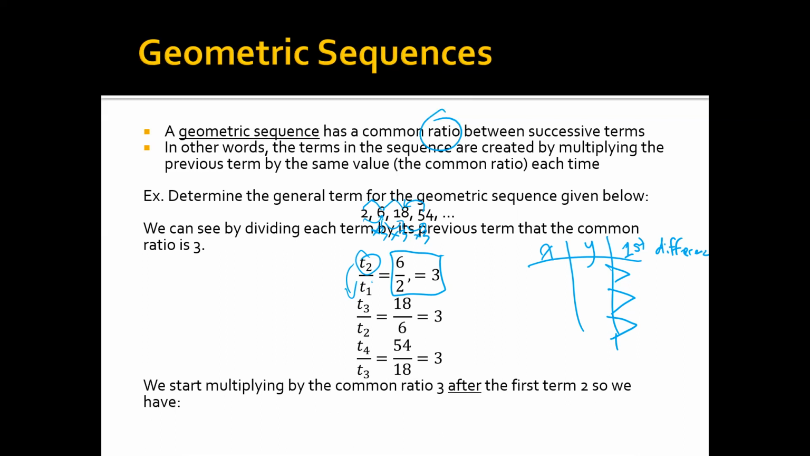And because we start multiplying by the common ratio 3 after the first term, 2, and again, similar idea to before, we have to take that into account by simply raising the 3 to the power of n minus 1. So we're essentially multiplying by 3 each time, but we don't start multiplying by 3 until after the first term. So the number of times that we multiply 3 by itself is going to be n minus 1. Again, this is very similar to before, where we said we have to take into account that we don't start adding the common difference, for arithmetic sequences, until after the first term.